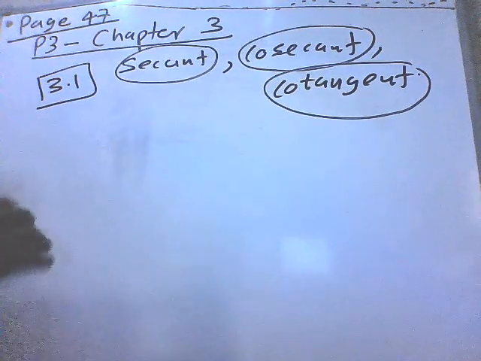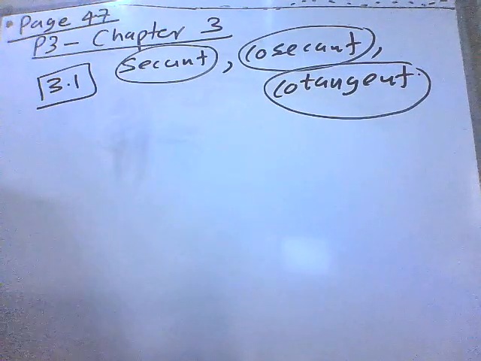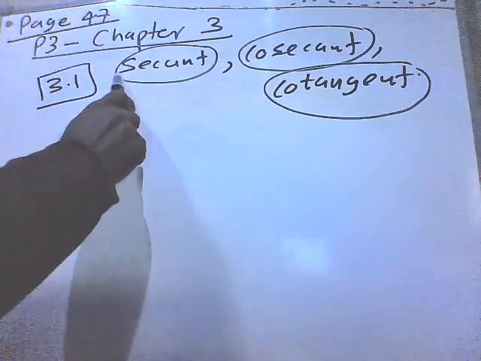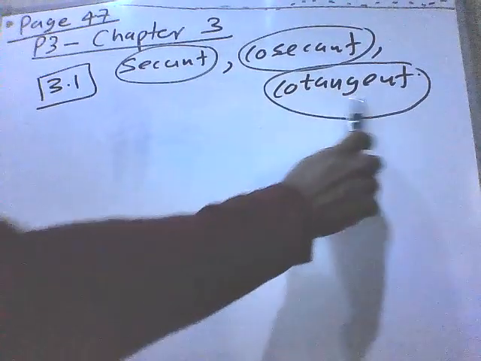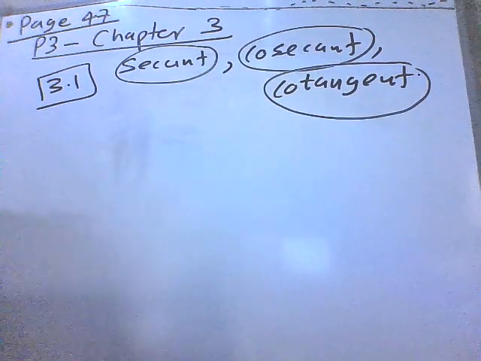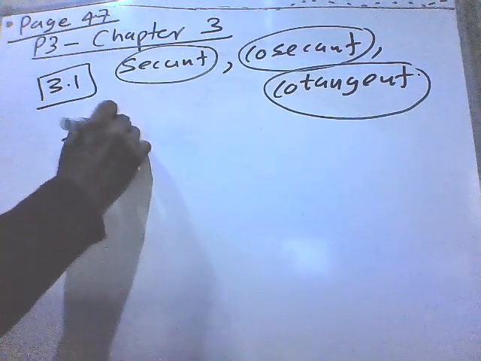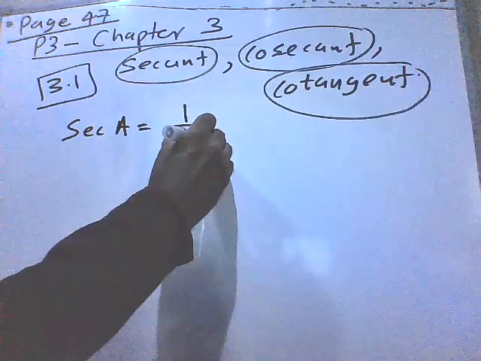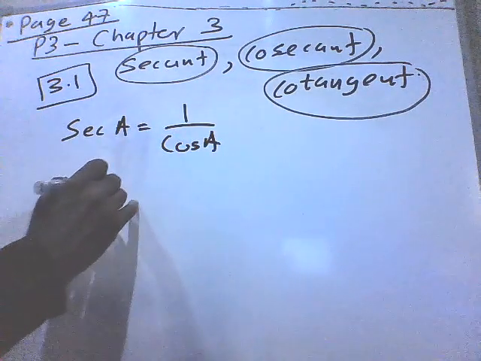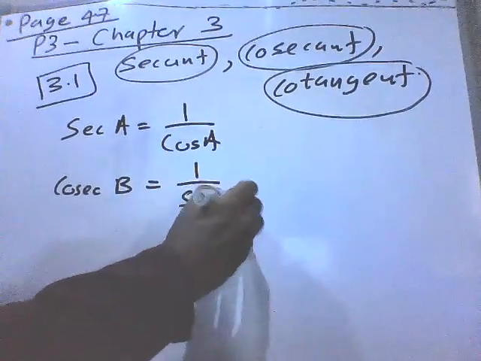We will start chapter 3 of P3, and you can turn to page 47. In section 3.1 we will discuss the trigonometric ratios secant, cosecant and cotangent. Normally these are pronounced as sec, cosec and cot. So sec A is actually 1 over cos A, and cosec B is equal to 1 over sin B.